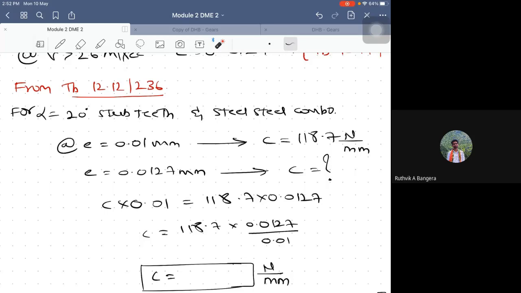At error equal to 0.01, you have the value of C equal to 118.7. At error equal to 0.0127, what is the value of C? In such situations, you just have to cross multiply. When you cross multiply, it is 0.0127 into 118.7, which is C, the value to be calculated, into 0.01. So C is equal to 118.7 into 0.0127 divided by 0.01, when you transfer the value to the other side it comes to the denominator. What is the value of C you will get?